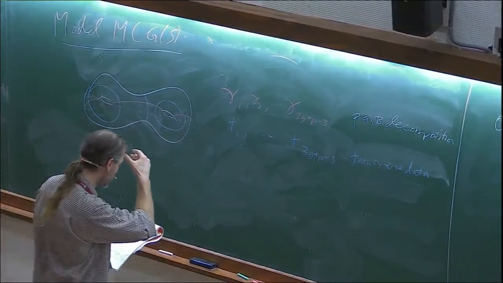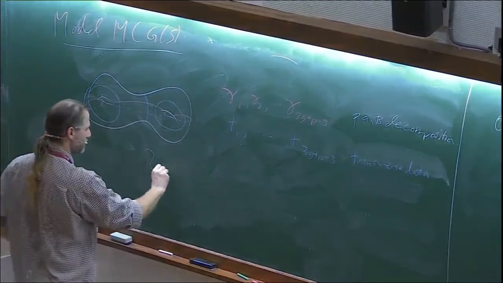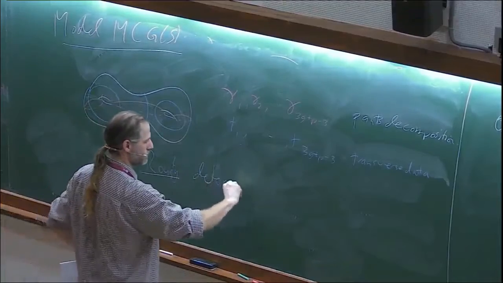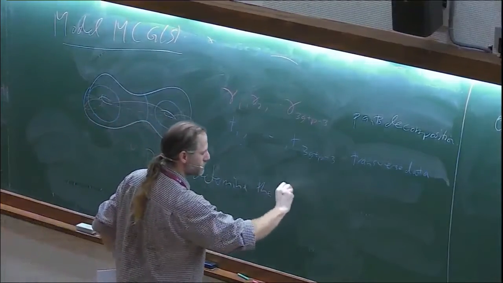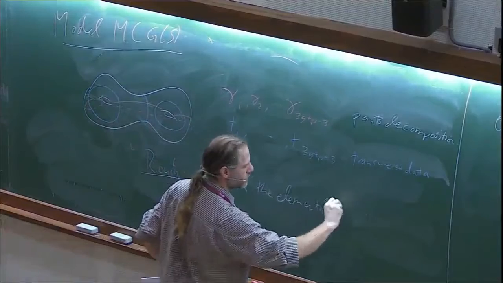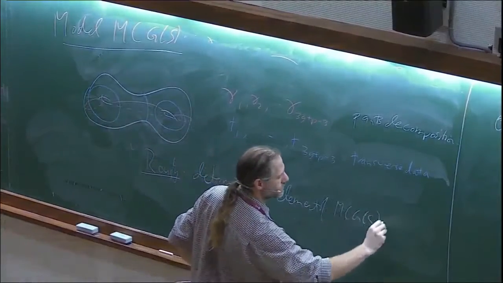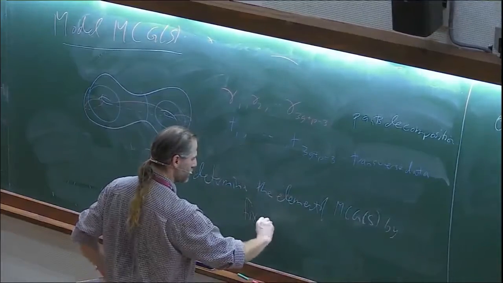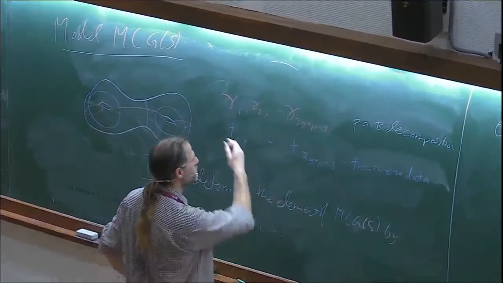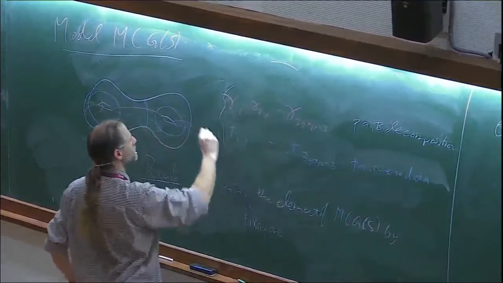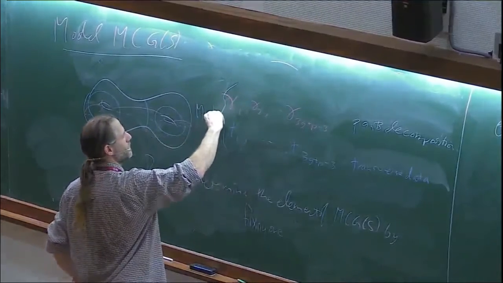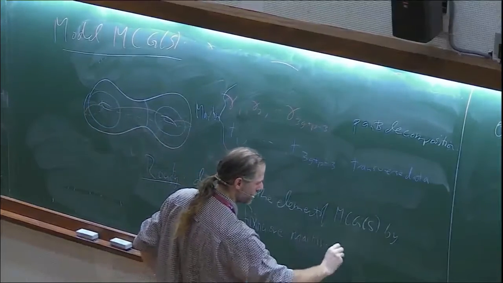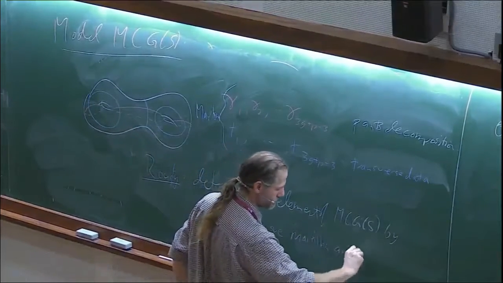Okay, so roughly, you can determine the element of the mapping class group of S by fixing one marking, this is called a marking, and then looking at its image.